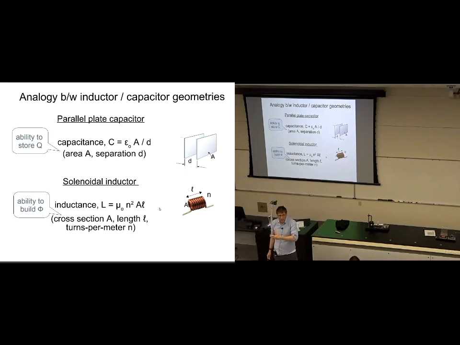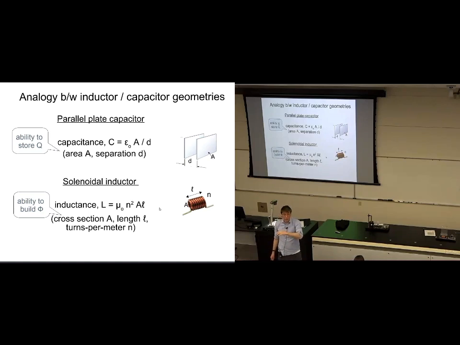It says that the capacitance of that parallel plate capacitor depends on how big the plates are and how separated the plates are. The bigger the plates, the more charge they can store, so more capacitance. The smaller the separation, the more charge they can store, so the bigger the capacitance.